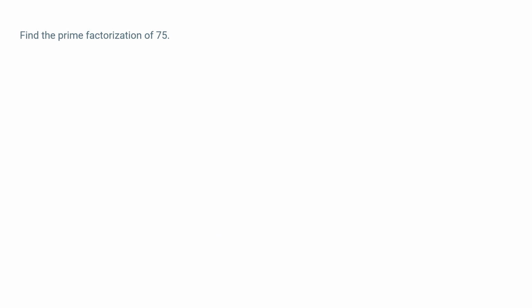Okay, let's find the prime factorization of 75. So we could start with 75. The first two factors that I think of for 75 is 3 times 25. So I'll have a branch for 3 and a branch for 25. Now 25 can be factored further, so I could write 25 as 5 times 5. So I have a 3 and a 5 and a 5. So I could write this as 3 times 5 times 5.